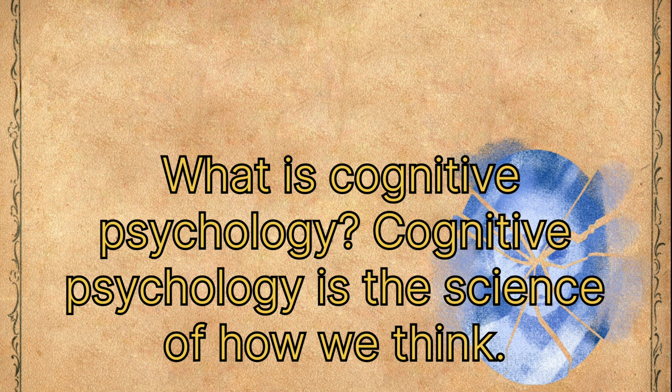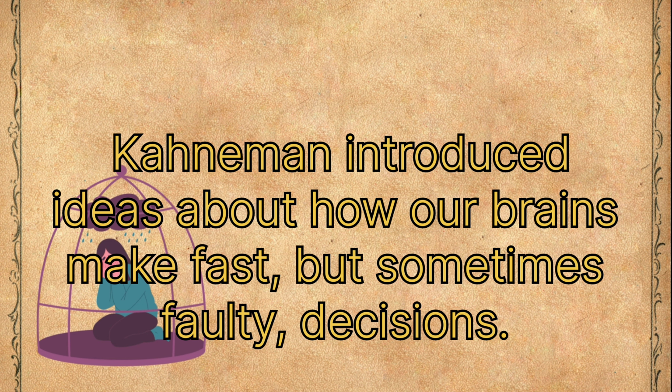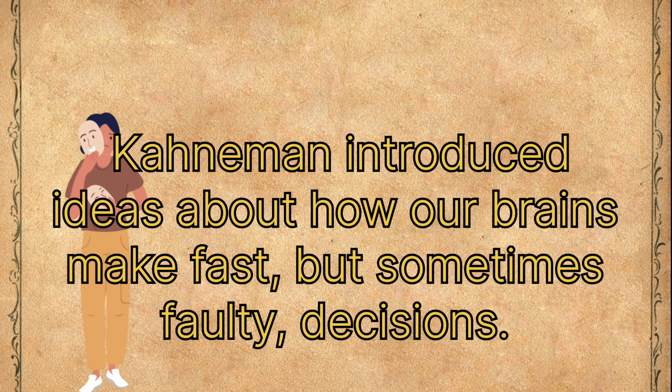What is cognitive psychology? Cognitive psychology is the science of how we think. It explores mental processes like attention, memory, perception, language, and problem solving. It all began when psychologists like Jean Piaget studied how children think differently from adults. Later, Aaron Beck explored thoughts and their role in depression. And Daniel Kahneman introduced ideas about how our brains make fast, but sometimes faulty, decisions.